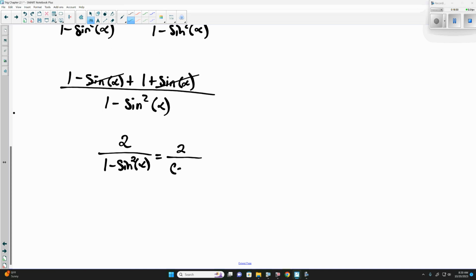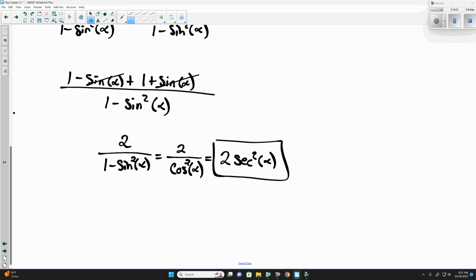As we stated a minute ago, 1 minus sine squared of alpha is the same as cosine squared of alpha. Well, 1 over cosine is the same as secant, so 1 over cosine squared is the same as secant squared, so that's it. So we can simplify it all the way down to this here.